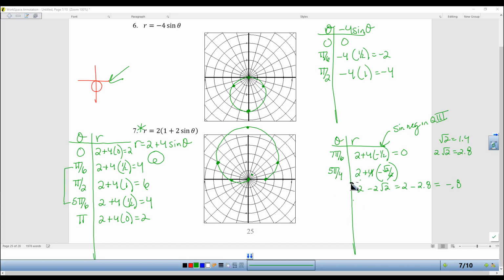All right, so I did one of them. I got enough of the little point. I'm going to go all the way to 3 pi halves now. So at 3 pi halves, I get negative 1. So 2 plus 4 times negative 1 is 2 minus 4, which is negative 2. So at 3 pi halves instead of 2, I'm going to go all the way up to negative 2.